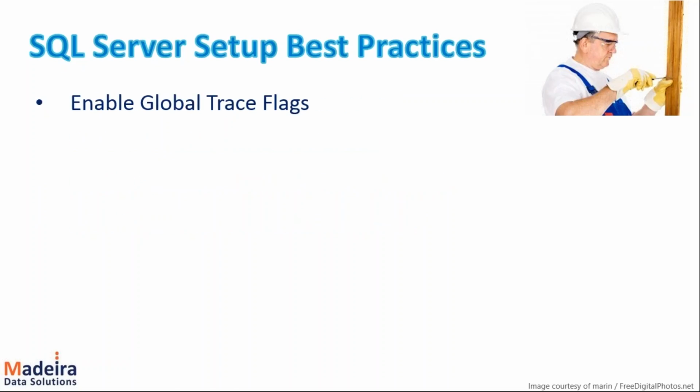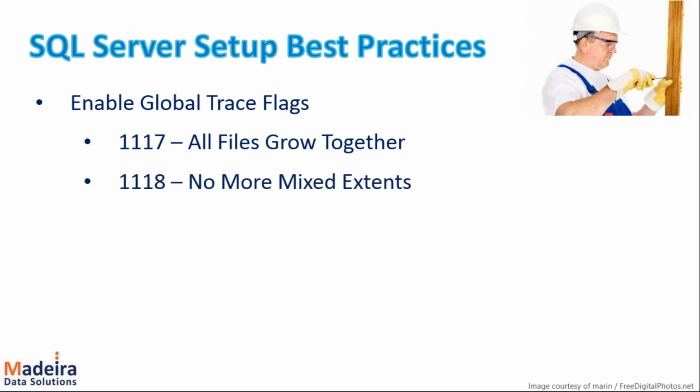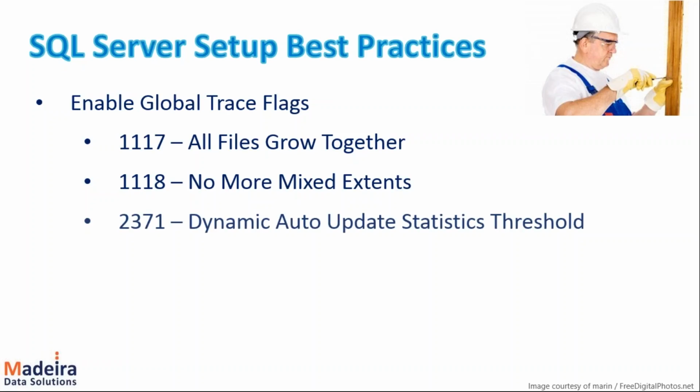There are some global trace flags that you should use. One of them is 1117. It means that in a file group, all files grow together. When there is a file growth operation, all the files in the same file group will grow together, and they will always be at the same size, which is a recommended thing to do. Use trace flag 1118. This means that SQL Server will not use mixed extents when allocating pages for tables. It will always use uniform extents, which is always better. 1118 will also reduce the contention in TempDB.